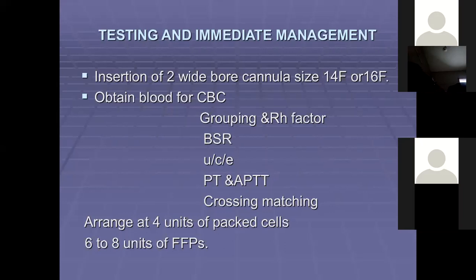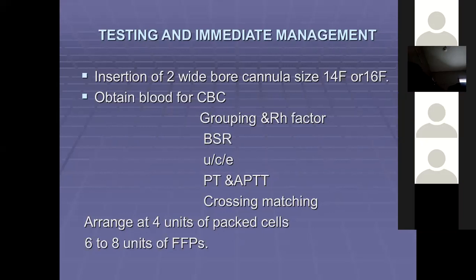You will advise 4 packed cells, 6 FFPs, 6 platelets before performing the surgical procedure. I mean, for cesarean section, before proceeding, you must have these blood products in your hand.